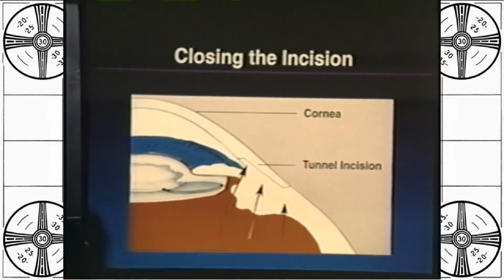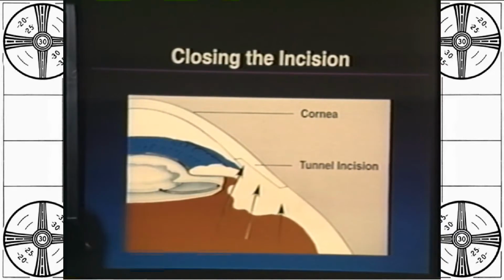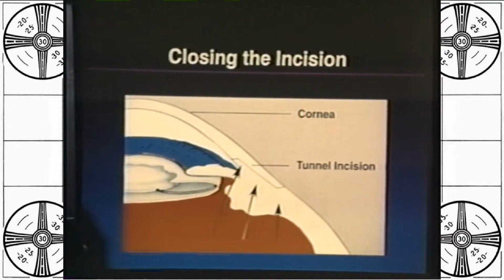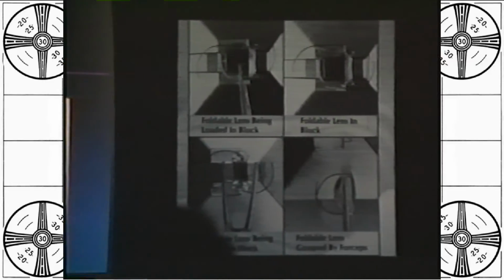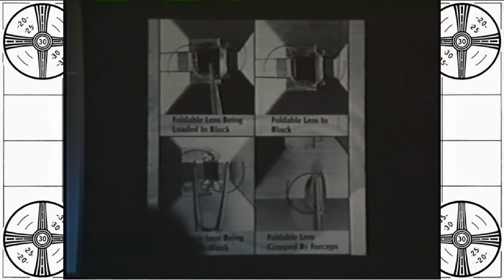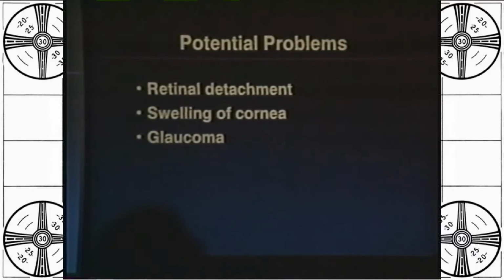And we talk about these self-sealing incisions. We try to make these beveled incisions, so that when you finish, you really don't need a stitch in the eye. And this is particularly useful if you're using one of these silicone foldable lenses. We fold it up in a little forcep and introduce it into the eye, and then it unfolds. And so it can fit through a very, very small hole.